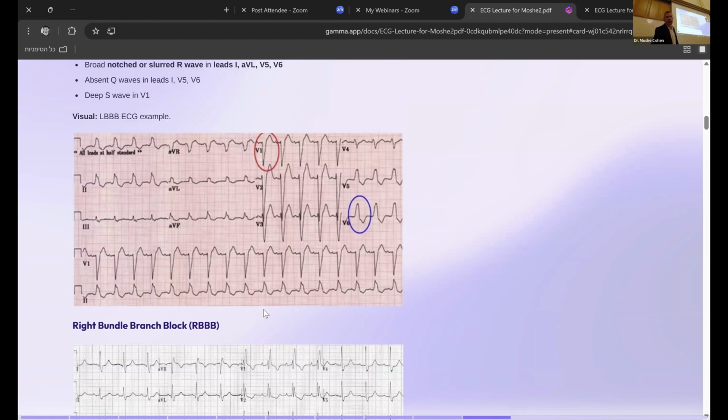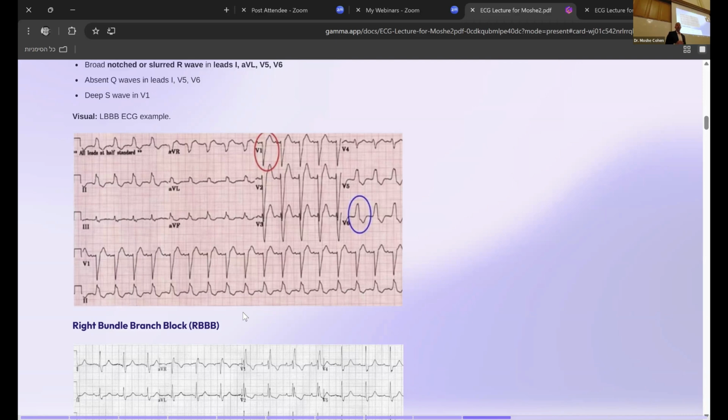The first one here, you can see an LBBB, left bundle branch block, which is not uncommon to see, especially when you work in the ICCU, you see it on a daily basis. What we see here, this is lead number 1, 2, 3. Then you have V1, V2, V3, V4, V5, V6. And here you have AVL, AVF, AVR, and you have a strip of ECG.